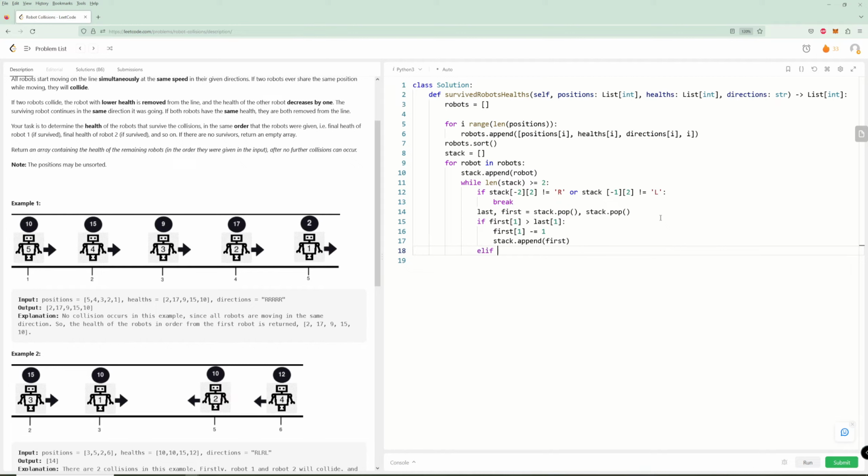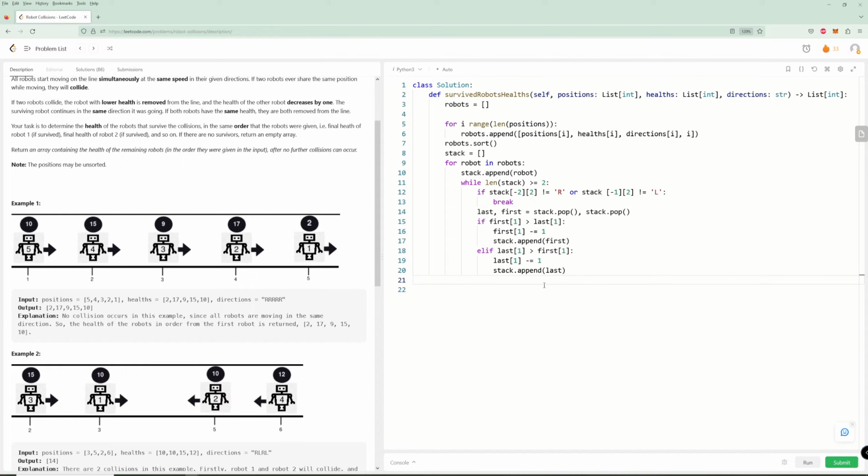Otherwise, if the health of the second element, the element on the right, is greater than first, then same thing, last[1] -= 1. We subtract 1 from the health, and then we append it. Okay, and so what's the last case? The last case is the health is equal, and if the health is equal, then they're both destroyed, so we don't need to actually do anything here.